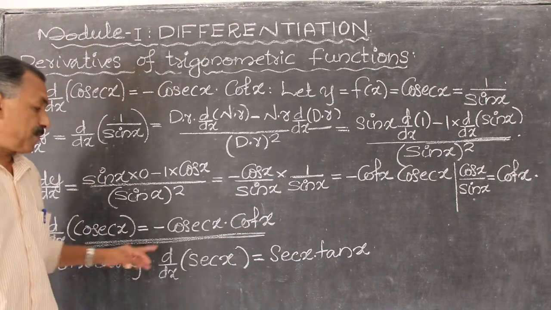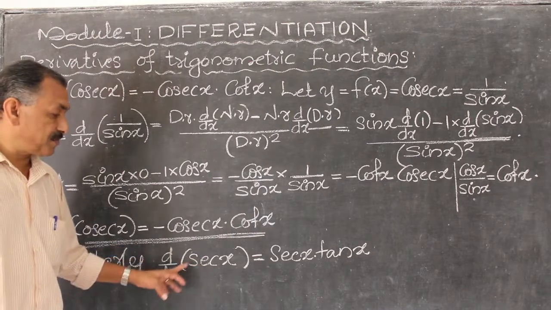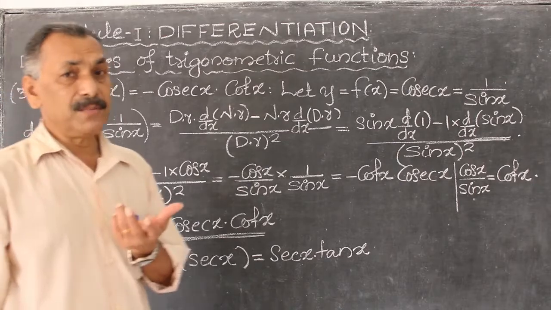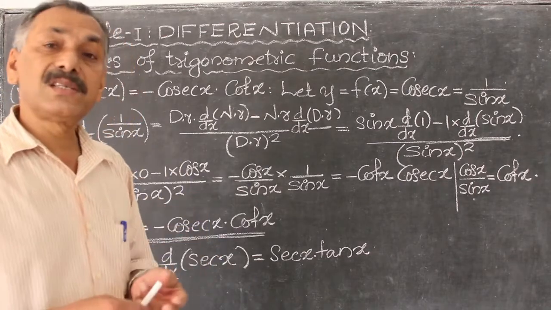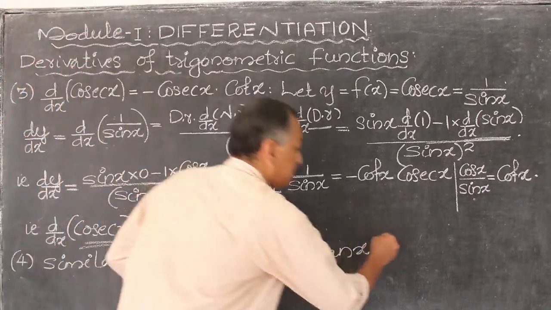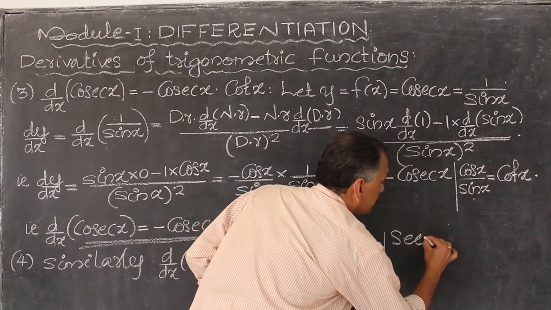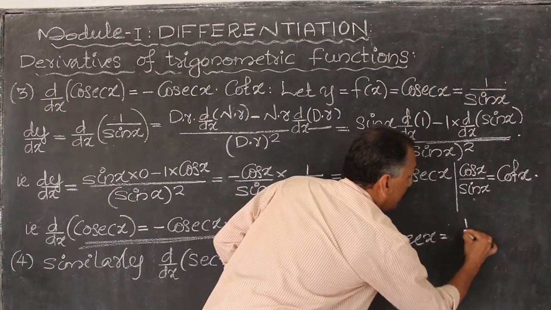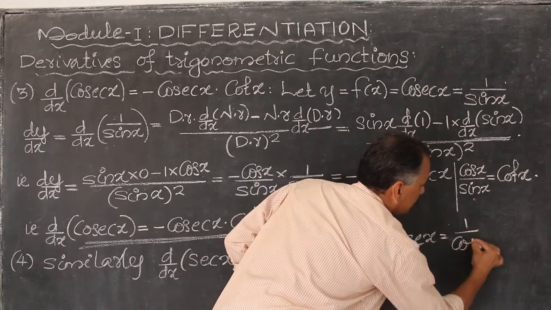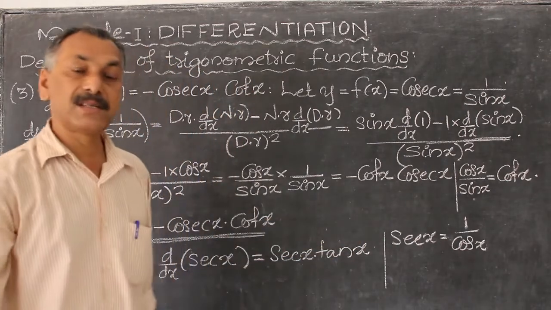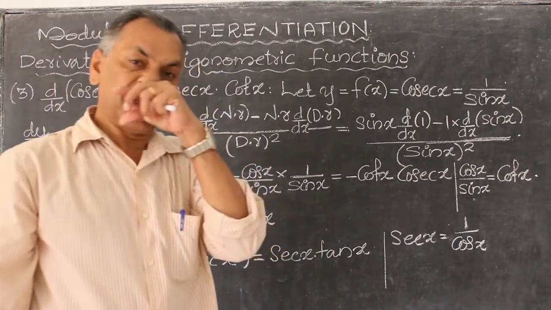Similarly, the derivative of secant x is equal to secant x into tan x. What do you mean by secant x? Secant x is equal to 1 divided by cos x. Listen, sec x is equal to 1 divided by cos x. Then the derivative of secant x means the derivative of 1 divided by cos x.